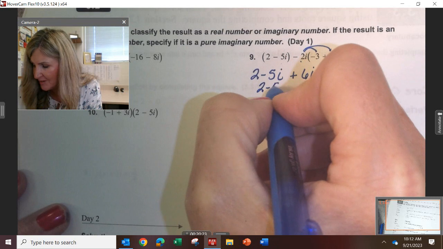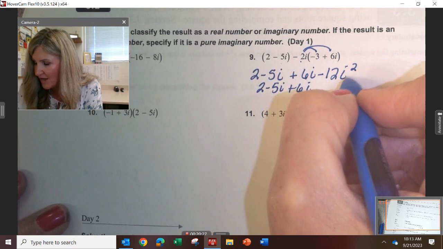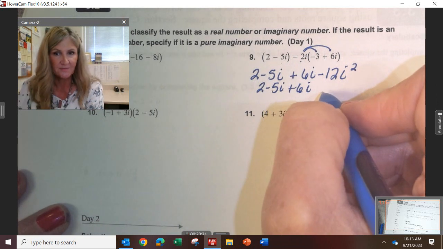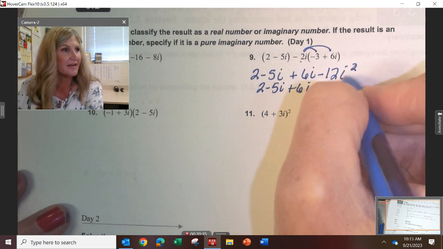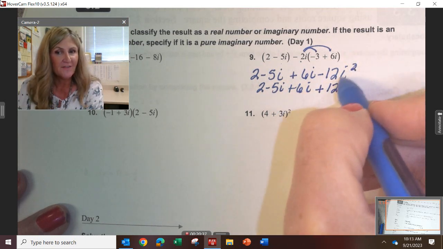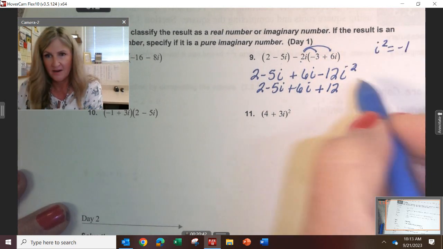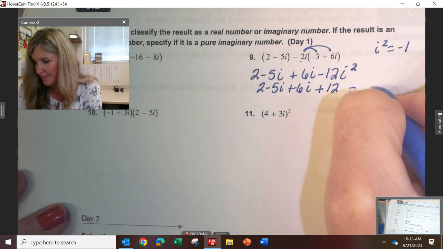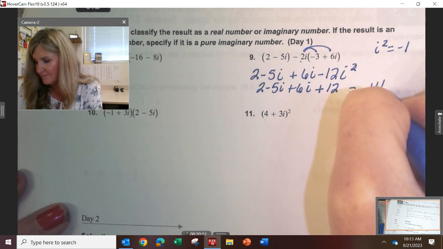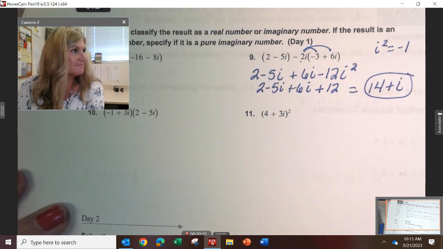So I'm going to have 2 minus 5i plus 6i. What does negative 12i squared really turn into? Positive 12. And that's because i squared is negative 1. So if i squared is negative 1, remember I said we just have to know that. i squared is negative 1. So now what's my final answer going to be? 14 plus i. Everybody understand why?